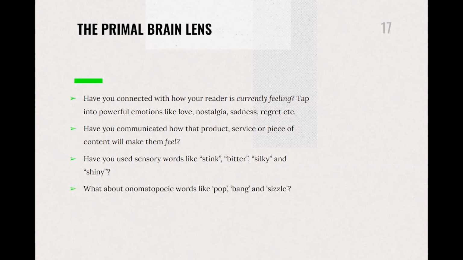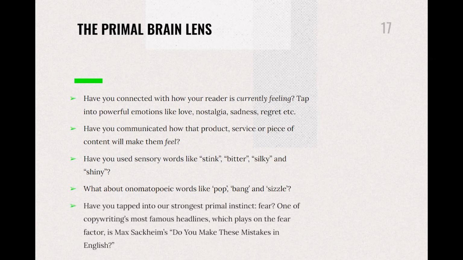Another one here is onomatopoeic words like pop, bang, and sizzle. So often this is referred to as the reptilian brain, right? The reptile brain. If there was a reptile in front of you, how would you grab their attention? Probably with loud pops and bangs and sizzles and things like that. So try to do the same with your prospects, with those readers.